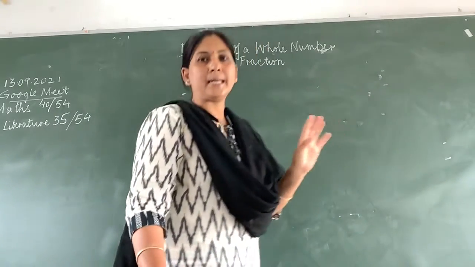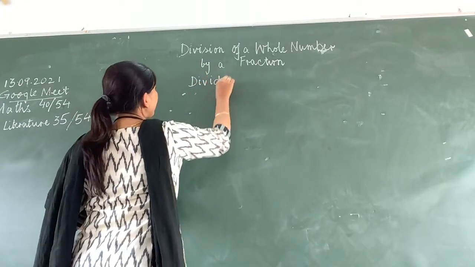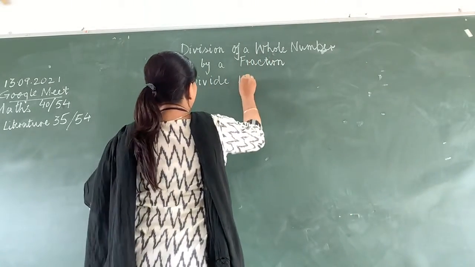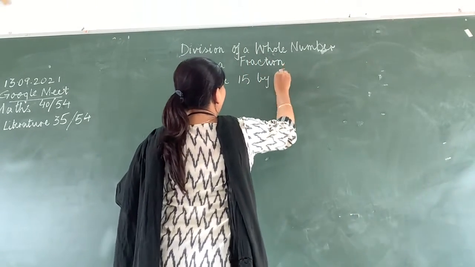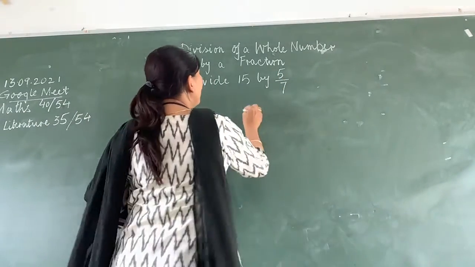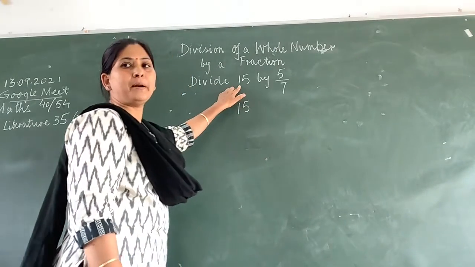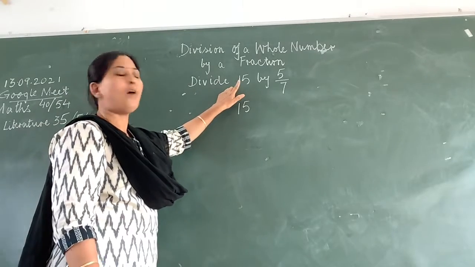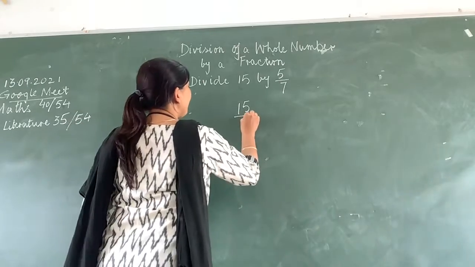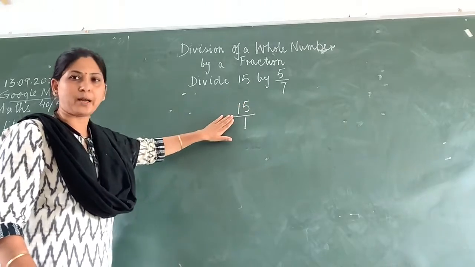Now let me take an example. Children, it is very easy to divide a whole number by a fraction. Let us divide 15 by 5 over 7. Now what will we do? In the first step, we will write this whole number in fraction form. It can be written as 15 over 1. So we have changed this whole number into a fraction.